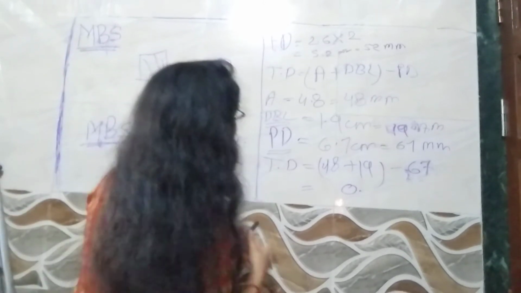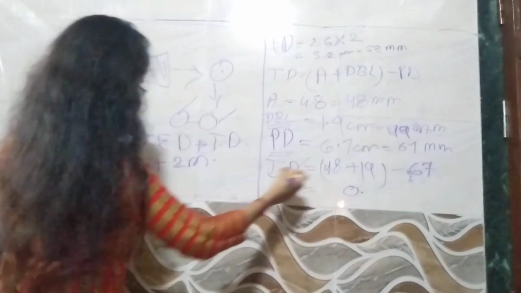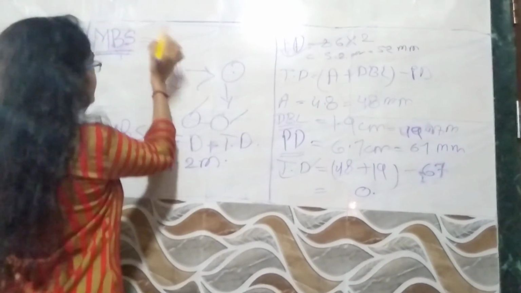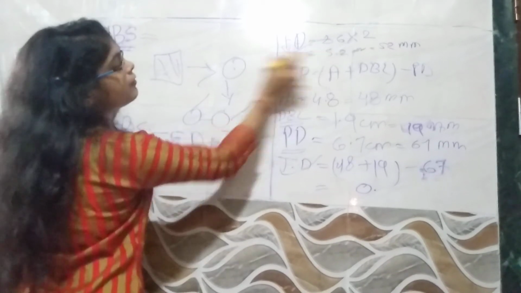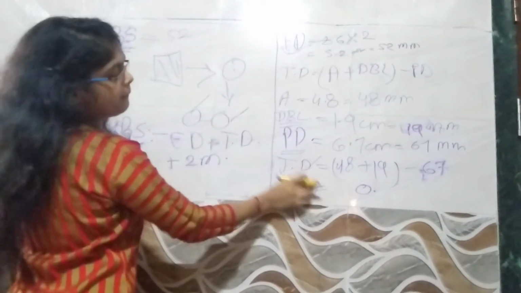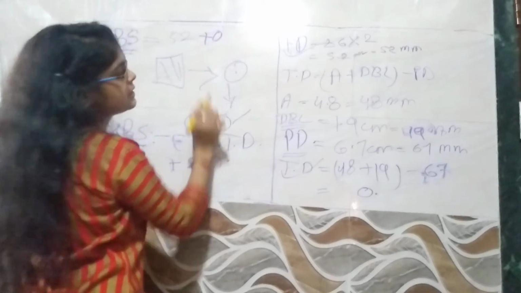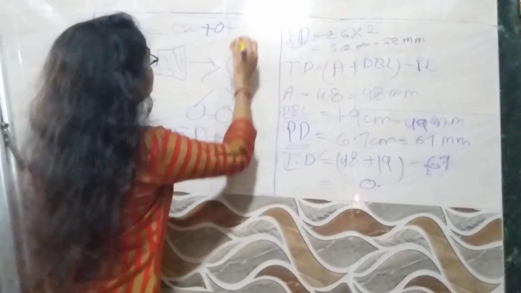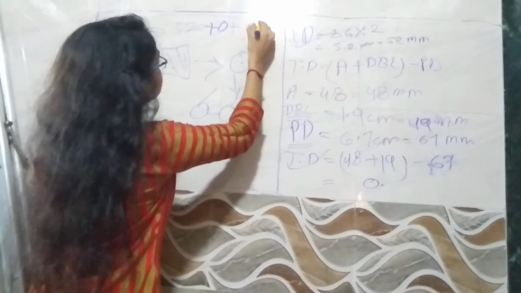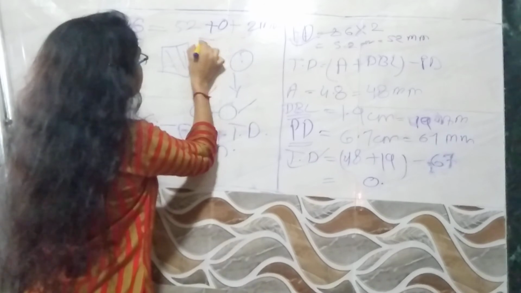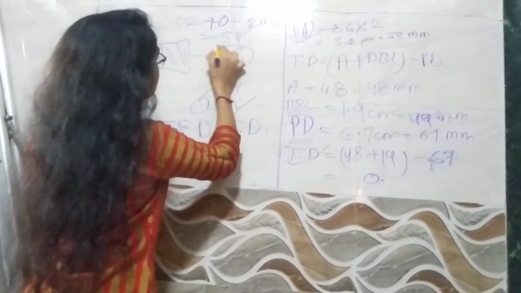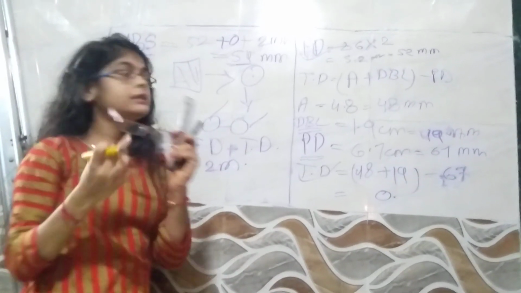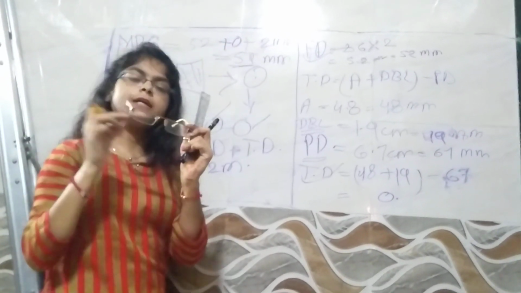So now we have the effective diameter and total decentration. So we can calculate the MBS, which is ED, we have 52 mm, plus 0 total decentration, and plus 2 mm. So in total it is 54 mm. So for this particular frame we require a 54 mm lens to fit into the frame.